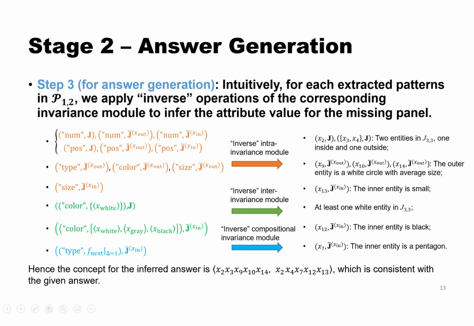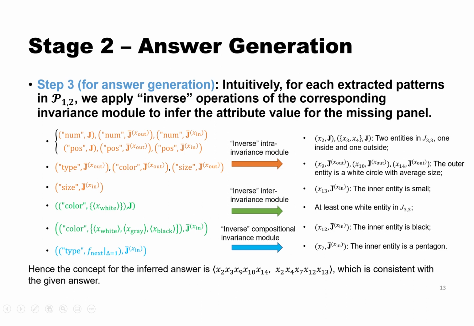Below are the computational results of the concept of the inferred answer for our running example. From the 6 intra-invariance patterns with respect to number and position, we can infer that there should also be 2 entities in J33, with one entity inside and the other entity outside. From the next 4 intra-invariance patterns, we can compute the type, color, and size values for the outer entity, as well as the size value for the inner entity.